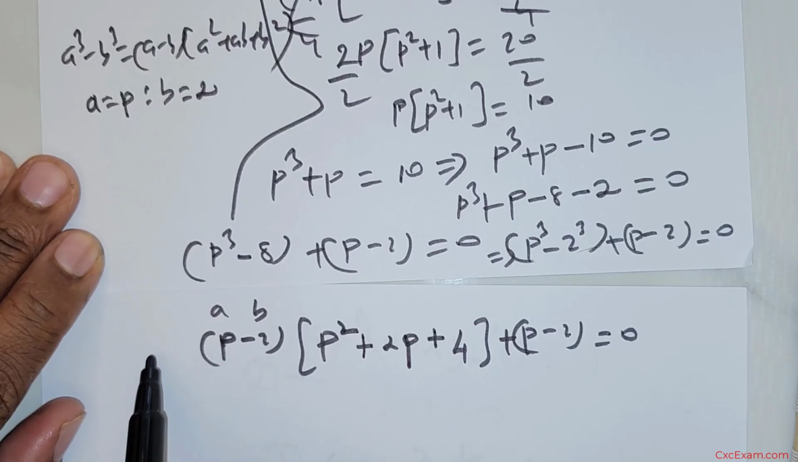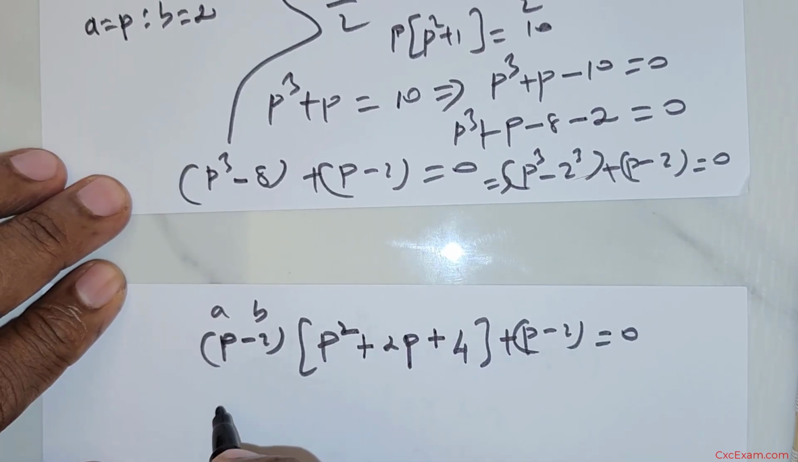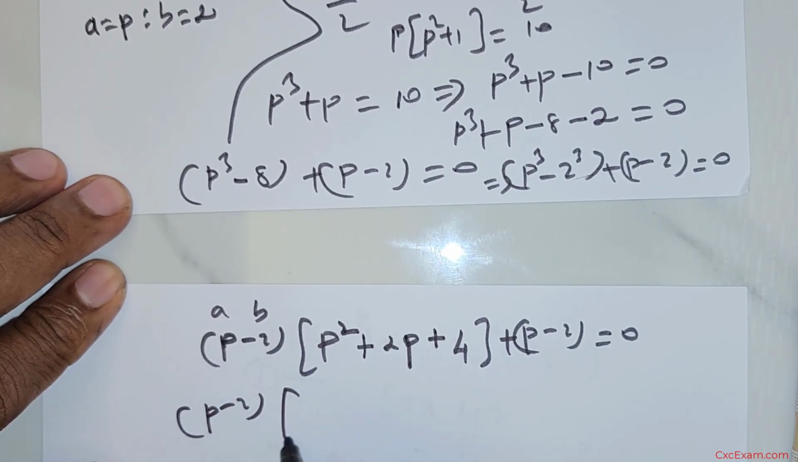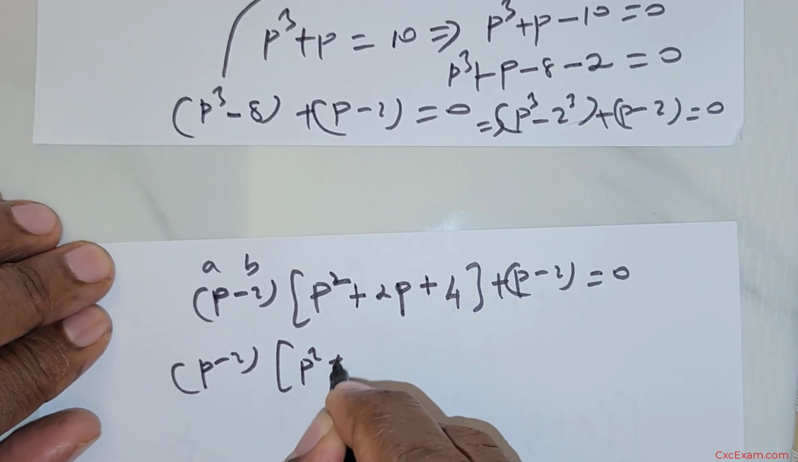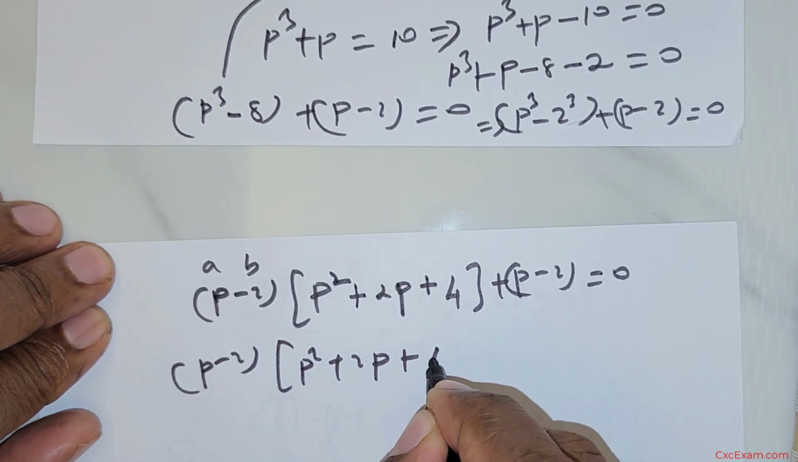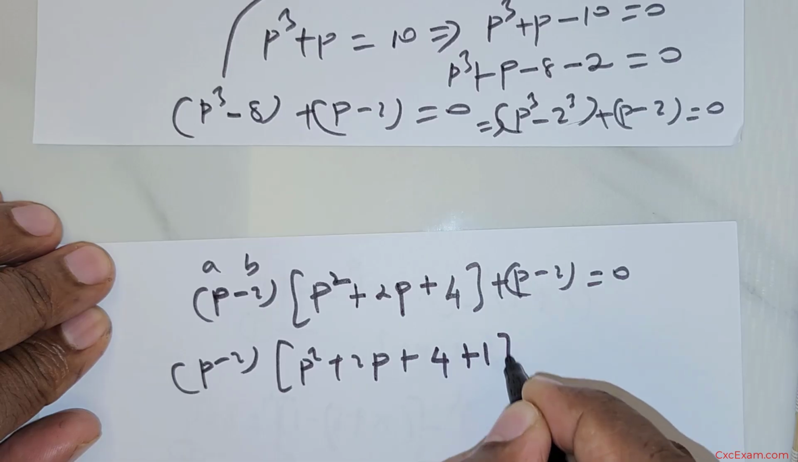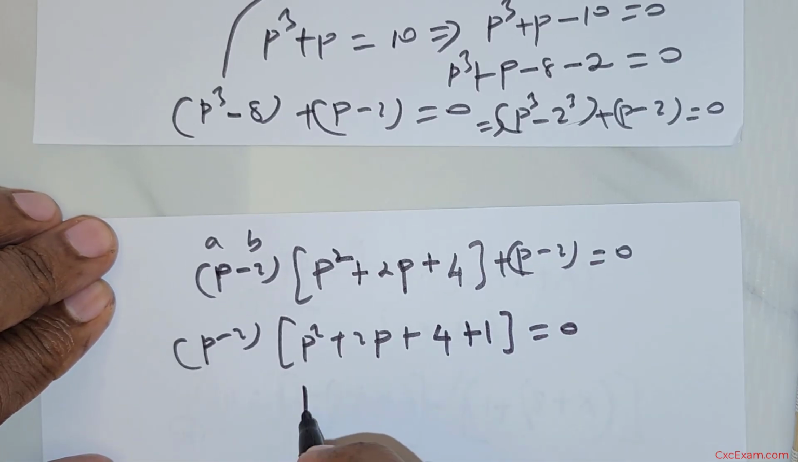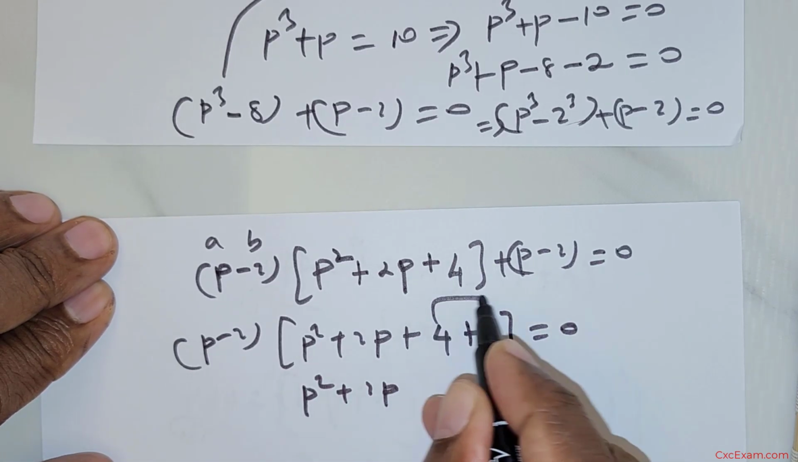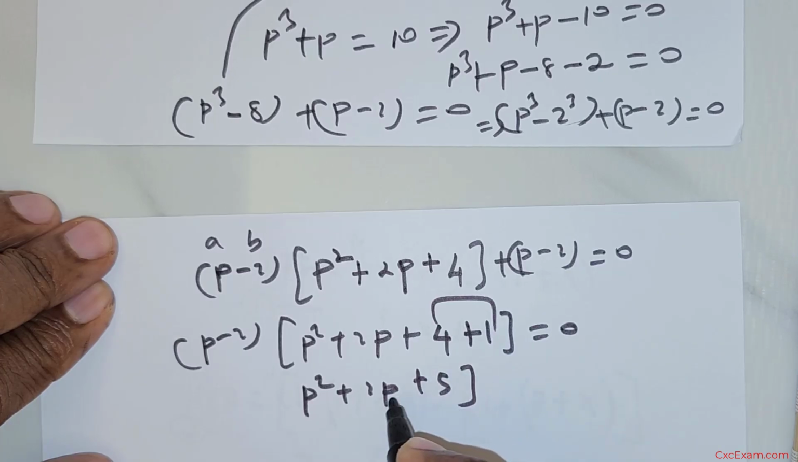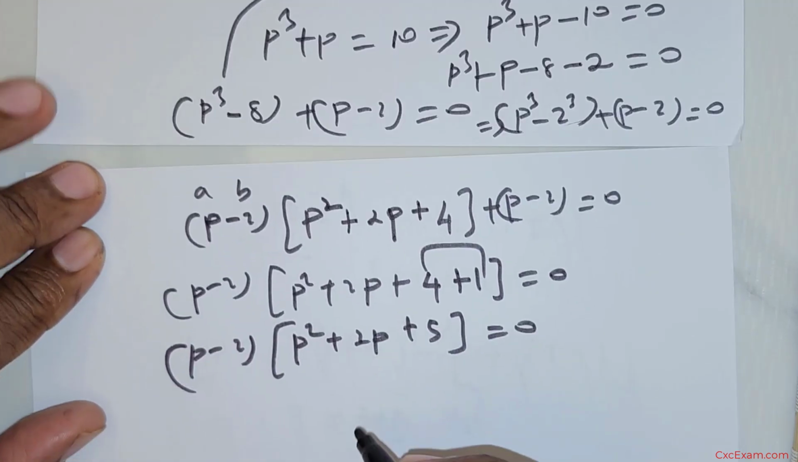I hope you are watching. Okay. Now p minus 2, you can take that out. So you get p squared plus 2p plus 4 plus 1 is equal to 0. This is p squared plus 2p, 4 added with 1 will give you 5 is equal to 0. So this is p negative 2.